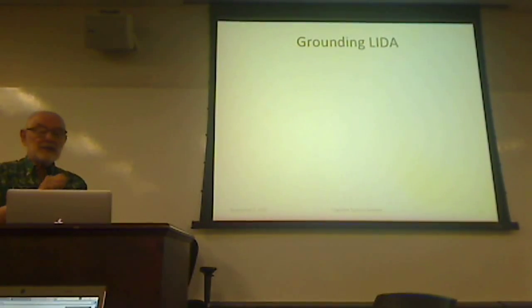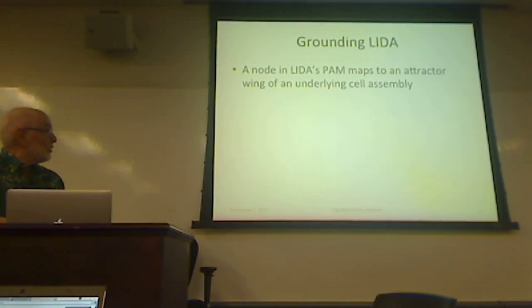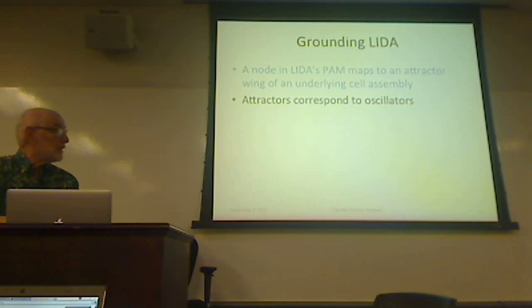Let me talk to you about how to ground this. Especially if it's chaotic, it'll keep coming back all over the place. A node in LIDA's PAM, perceptual associative memory, maps to an attractor in this underlying cell assembly, to the olfactory bulb in this case.